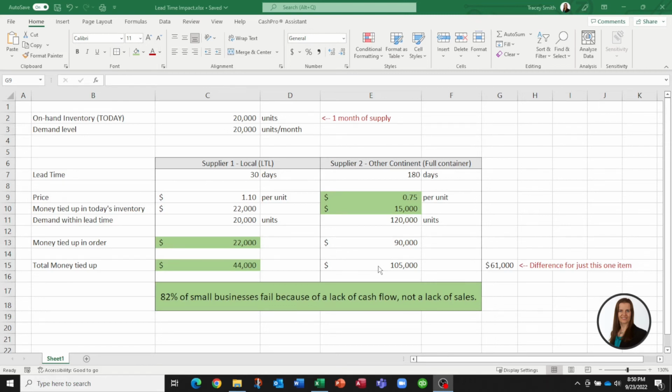And this is the difference for just one item. Suppose you're carrying 50 to 100 items, or suppose you're carrying several hundred raw materials for your manufacturing. When you start to extend your supply chain so far away, it has a huge impact on your cash flow, especially if you're a small business.